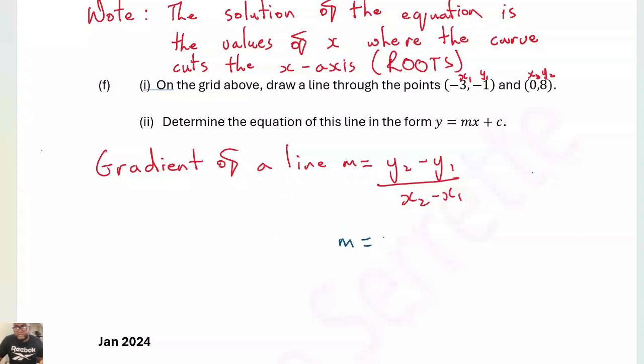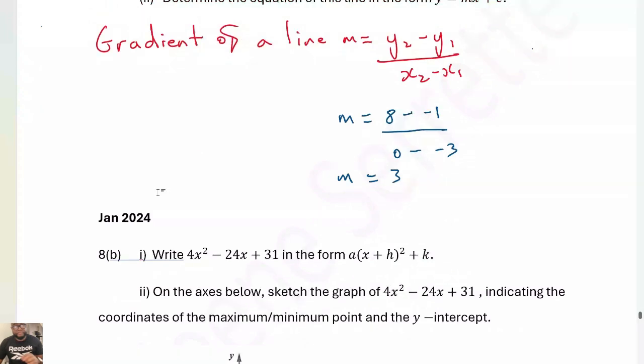M is equal to... I hear somebody say 3. 8. Thank you. 8 minus -1, that's y1. And then 0 minus -3. So this works out to be what? 9 over 3, which will be 3. That's my gradient.